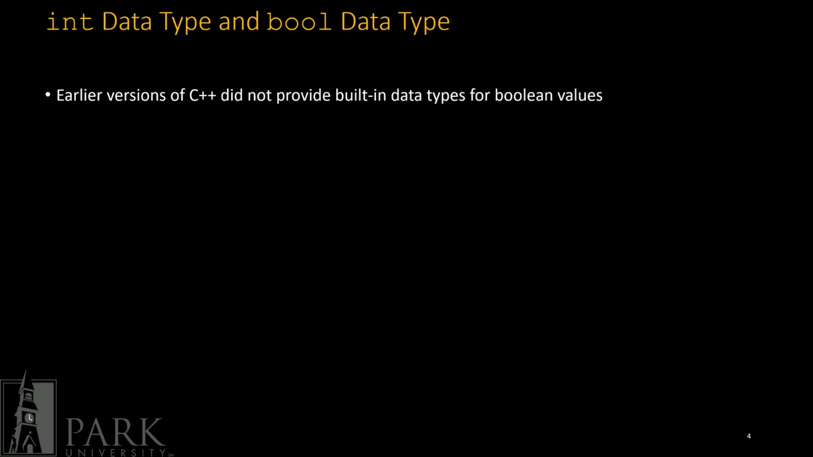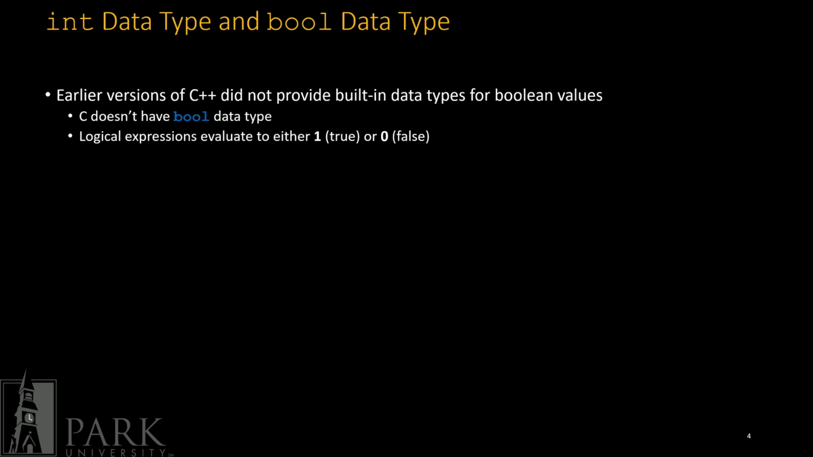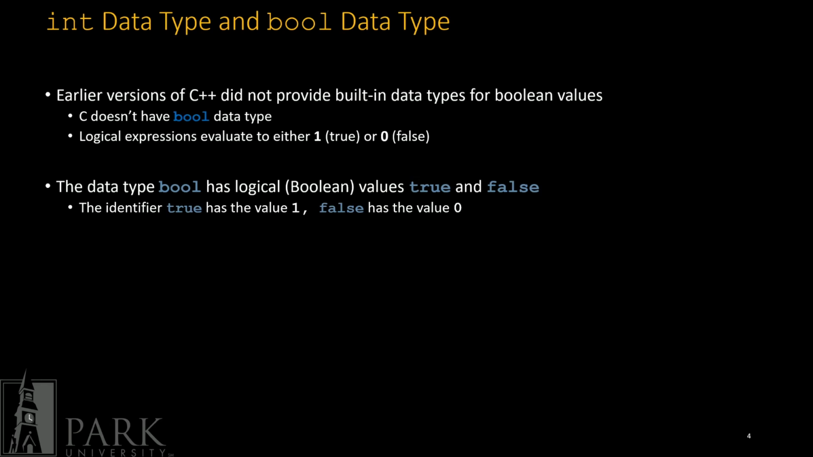Now, earlier versions of C did not provide built-in data types for Boolean values. This was something that was added in C++. Previously, if you wanted to evaluate something to true or false, you would just use 1 or 0. But thankfully, somebody has added the Boolean type to C++, and so now we can actually use the true and false values. Some things that you have to keep in mind, though, is that true is 1 and false is 0, right? And any non-zero value evaluates to true, okay?